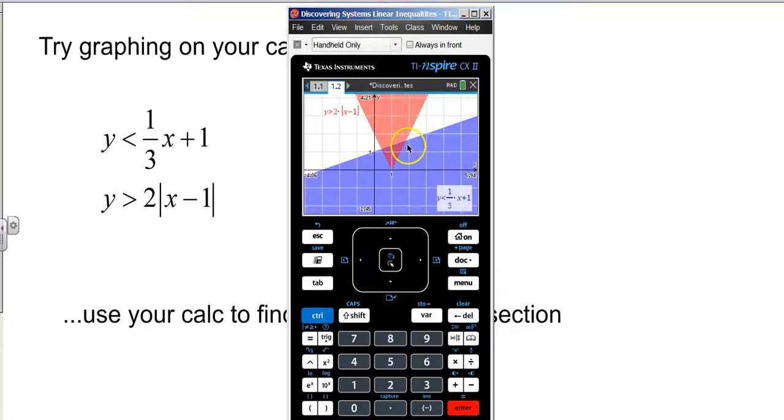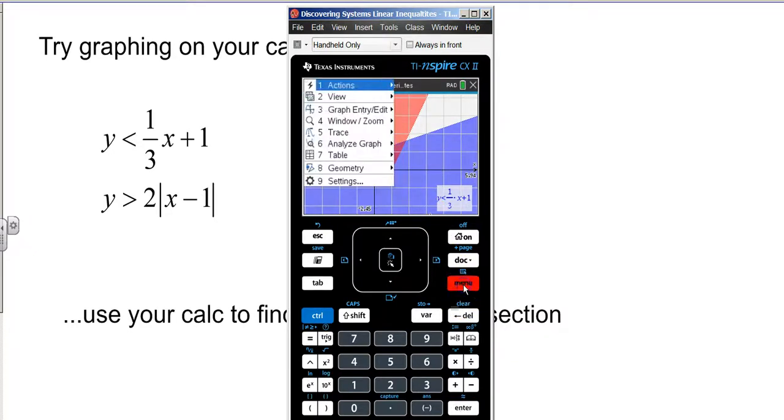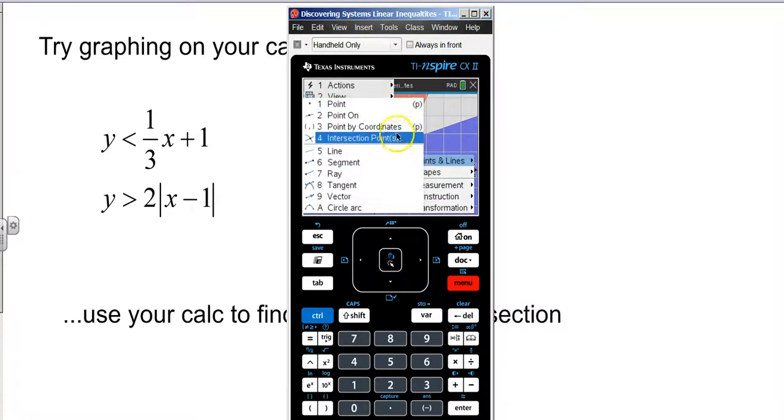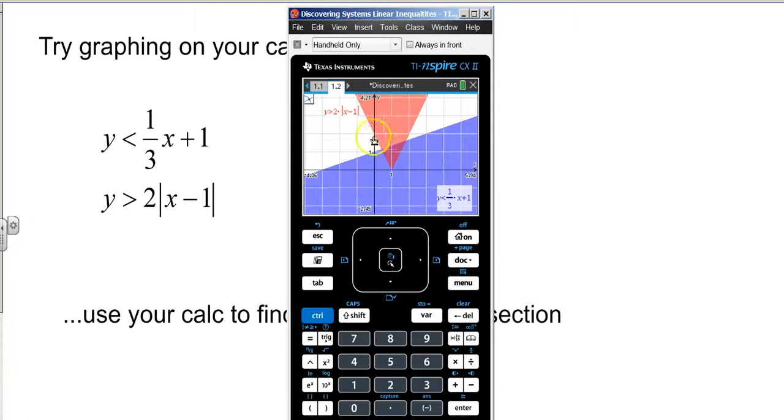If you want to find those exact points of intersection, you can hit the menu key. There's a couple ways of doing this. I really like using geometry, points and lines, and going to intersection points. And just click the first graph, click the second graph, and it should find both of those intersection points at the same time. So there's one of them there on the right, and here's the other one on the left.